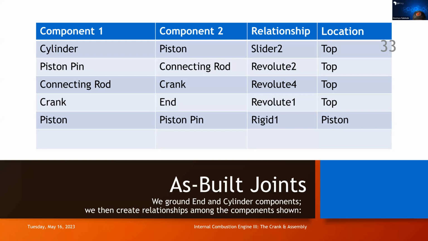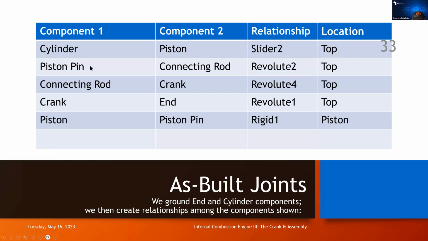And the first thing we do, we ground the end rotor and the cylinder components. We ground those two. After grounding the two, we create relationships among the components as shown. For instance, the cylinder and piston is a slider relationship. It is a slider, and the location of that joint is the top level component.